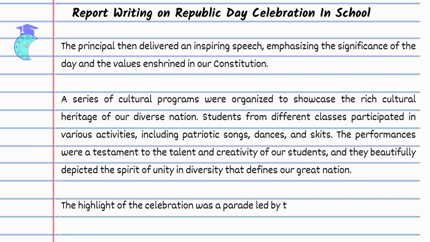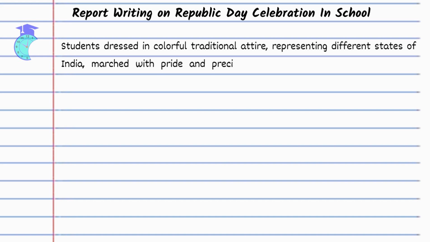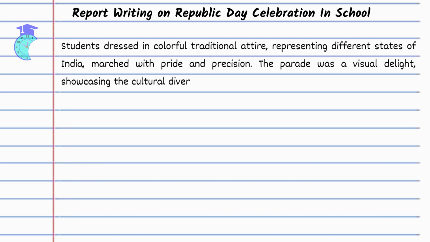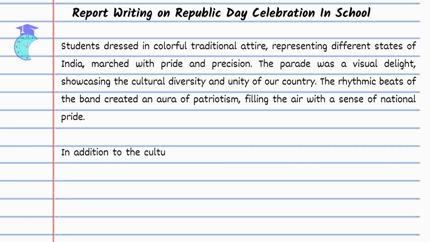The highlight of the celebration was a parade led by the school band. Students dressed in colorful traditional attire, representing different states of India, marched with pride and precision. The parade was a visual delight, showcasing the cultural diversity and unity of our country. The rhythmic beats of the band created an aura of patriotism, filling the air with a sense of national pride.